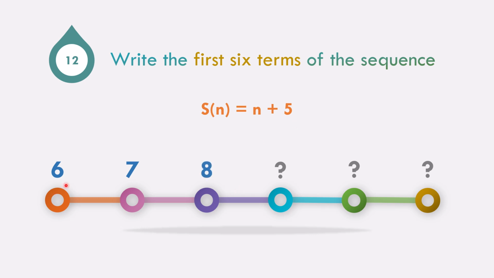As you can see, the number to be added from 6 up to 7 is 1. From 7 up to 8, that is 1. So it means 8 plus 1 is 9. So without solving, based on the pattern, we add 1. So 9 plus 1 is 10. 10 plus 1, that is equal to 11. So the first 6 terms of the sequence are 6, 7, 8, 9, 10, and 11.